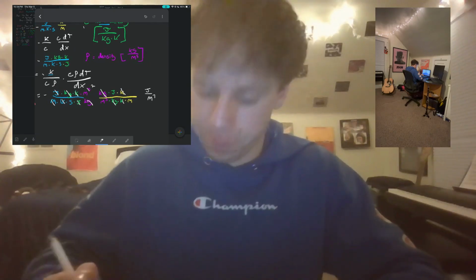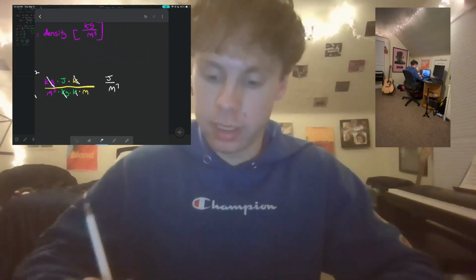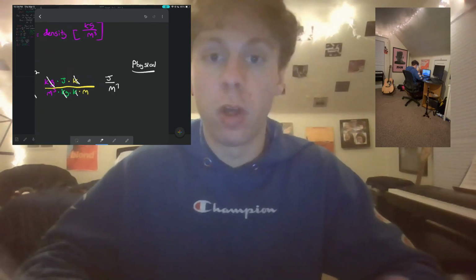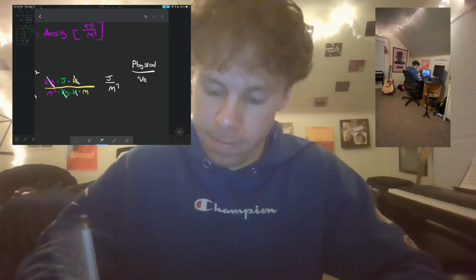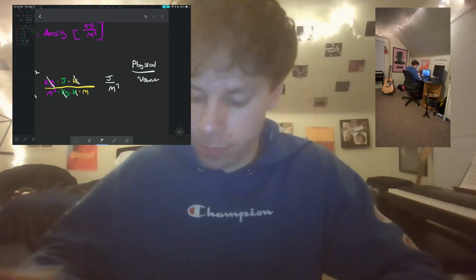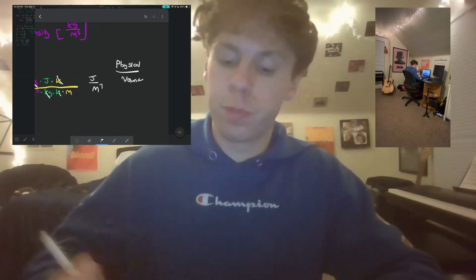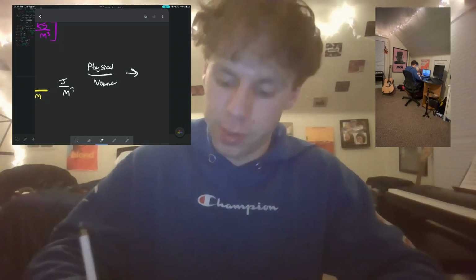So this will be a physical property over a volume. In this case, meters cubed is our volume. That will denote a concentration.